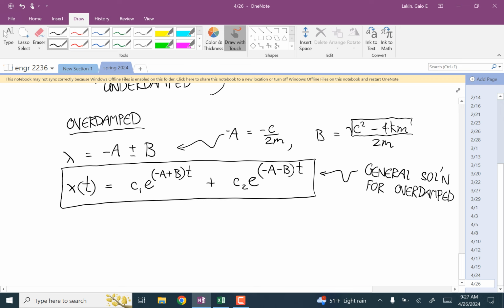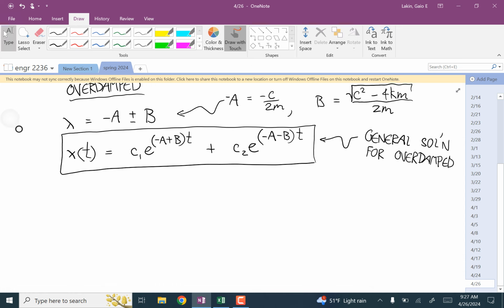And now we can use boundary conditions to put numbers on these things. On all of these, I'm going to make the same assumptions that I did when we didn't have any damping. I'm going to assume that we hold it at position x equals L, and then we release it from rest. So we're going to assume that x at time 0 is L, and x dot at time 0 is 0. Okay, those are our two boundary conditions.